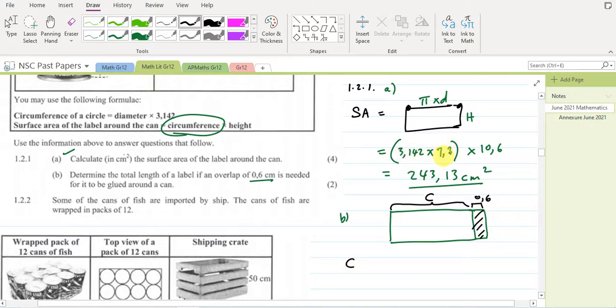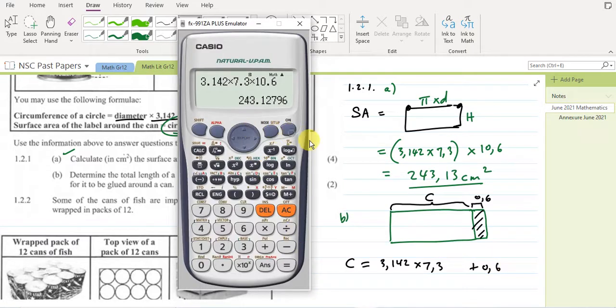So what is the circumference? Circumference is 7.3 times 3.142. There's the formula here, diameter. So circumference is 3.142 times 7.3, and then add 0.6, so 0.6 centimeters, everything in centimeters.